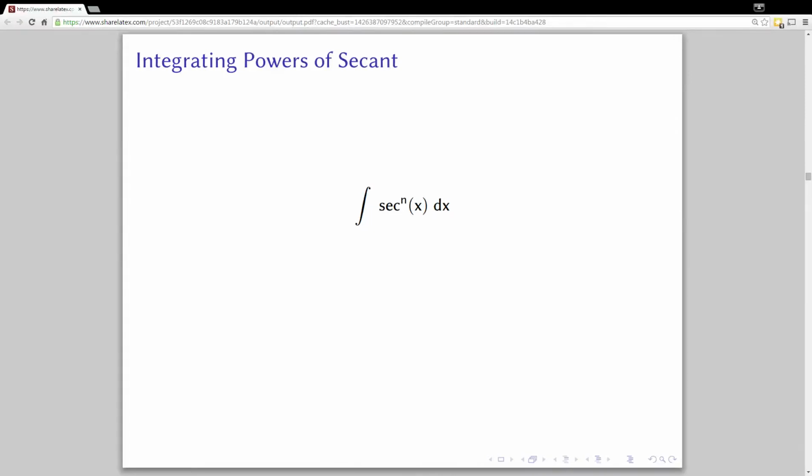All right, in this video, we're going to talk about integrating powers of the secant function. So integrals that look like this: the integral of secant of x to some positive integer power n.